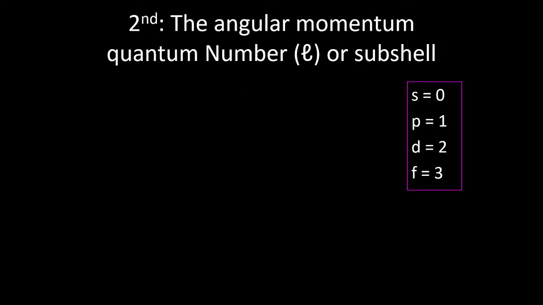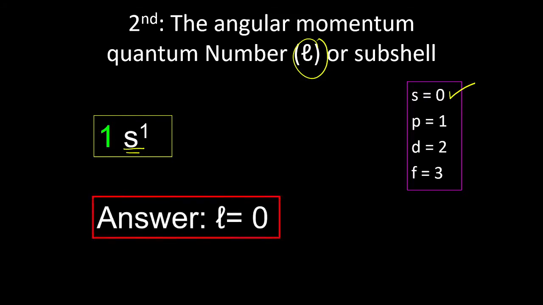Okay? Next. The angular quantum number. You already know that it's 1s1. So if it's S, what is its L? There you go. Take note of this. So the value of L is 0. Okay? Next.